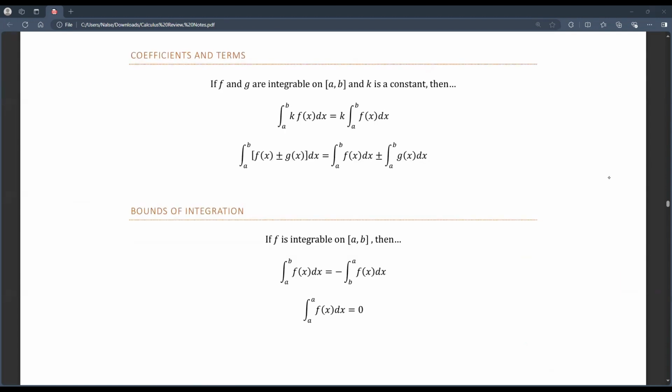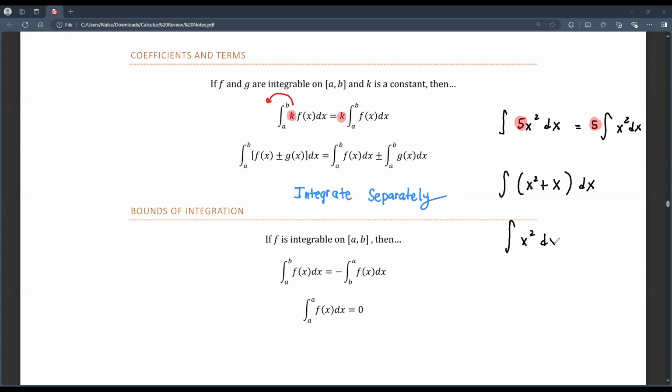Other properties of definite integrals include the following. Number 1. Coefficients can be moved outside the integral. If we are to integrate 5x squared, we could move 5 out in front of the integral. Number 2. Terms that comprise the integrand can be fully represented by their own integrals. In other words, we integrate these terms separately. This integral, for example, can be separated into two, one for x squared and one for x.